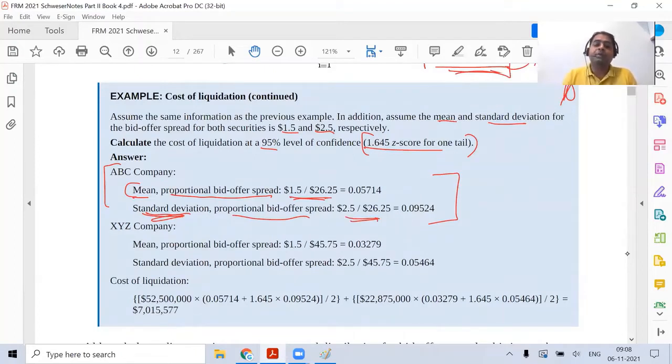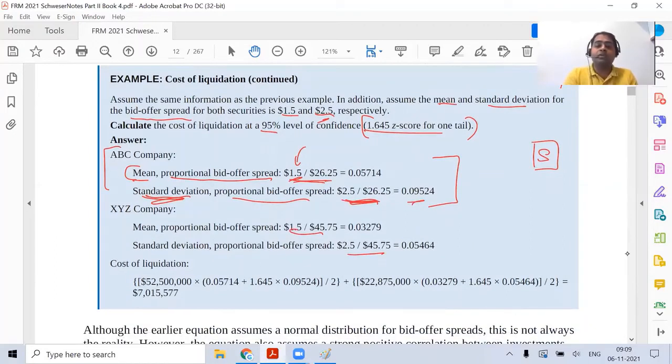with respect to the proportional bid offer spread, because what we want is for everything to be on the same level. Previously the S that we were using was the proportional part, right? But over here, the 1.5 or 2.5 is the mean and the standard deviation of the bid offer spread, while we were looking at S, which is the proportional bid offer spread, so we cannot directly use it, hence we are adjusting it. We do this for both the assets, and then we use it in our formula, which is this.